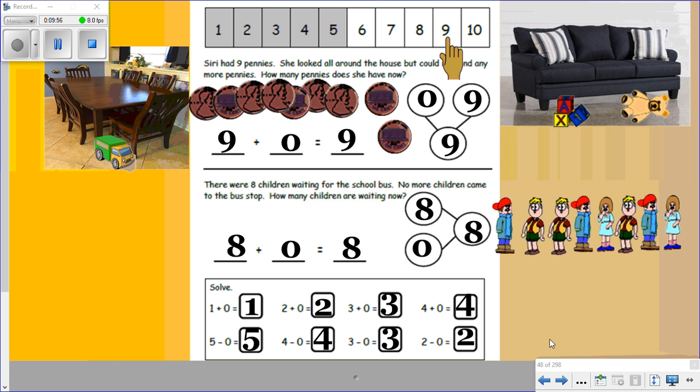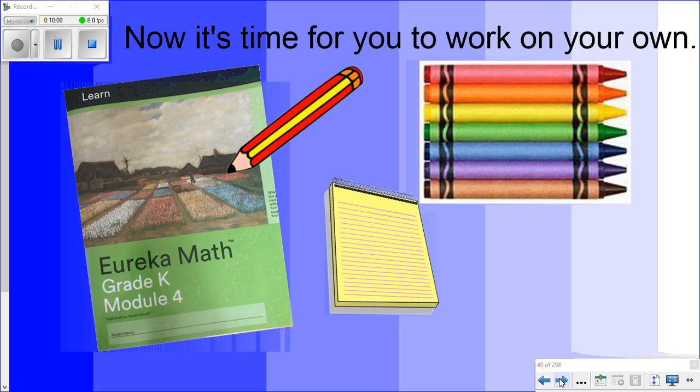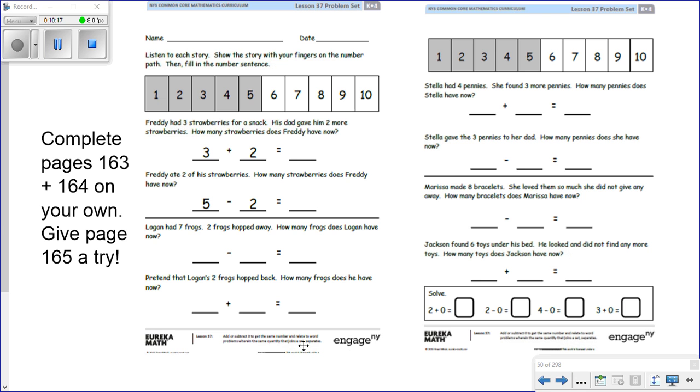Alrighty, now it's going to be your turn to do some work. Time for you to make sure you have your math workbook. And if for whatever reason you do not have the math workbook, then certainly a piece of paper so that you can write things down, or your family can get it set up for you. These are the 2 pages that you'll work on for sure on your own. It's pages 163 and 164.